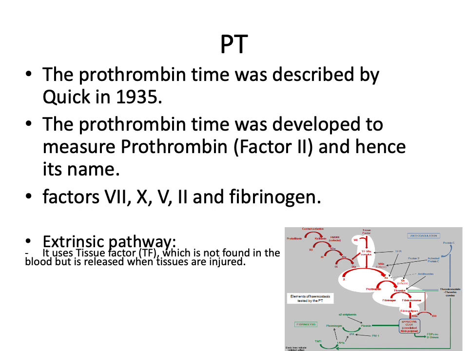The PT was first described by Dr. Quick in 1935. The prothrombin time was developed to measure prothrombin, factor 2, hence it got the name. But later they found that it can also measure factor 7, factor 10, factor 5, factor 2, and fibrinogen. It is used to depict the extrinsic pathway because it uses tissue factor, which is not found in the blood, but is released when the tissues are injured.